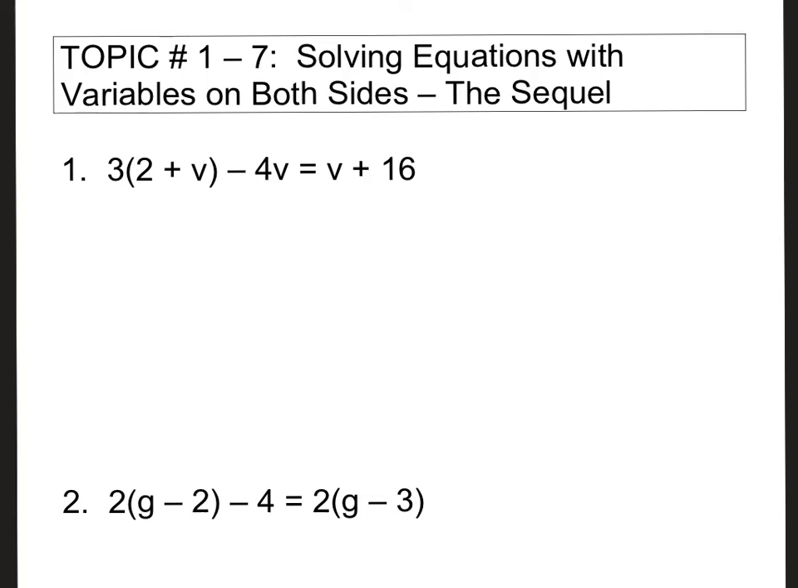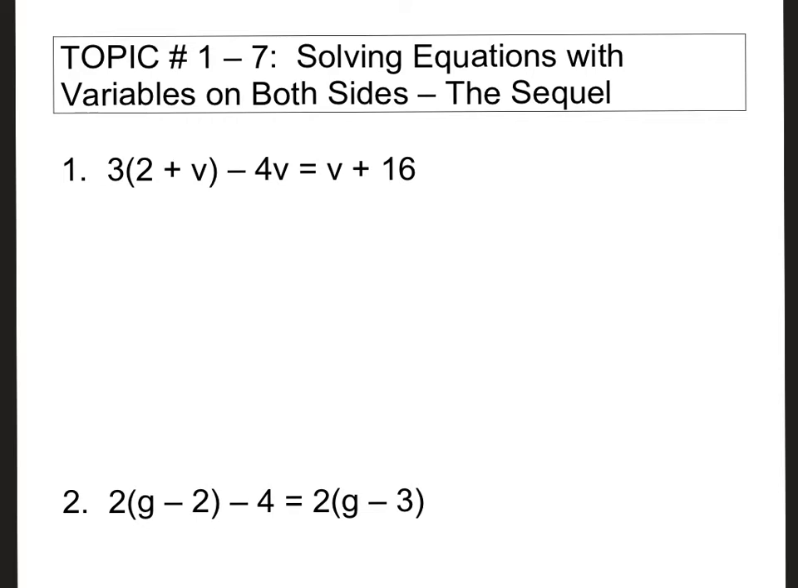This is Mrs. Brode, and this is day 2 of solving variables on both sides. Today we're going to add just a little bit of extra to some of these problems, something we didn't discuss in the last lesson. But I'm going to have you start out by working problem number 1, because this one is a review of what we did in lesson 1-6.